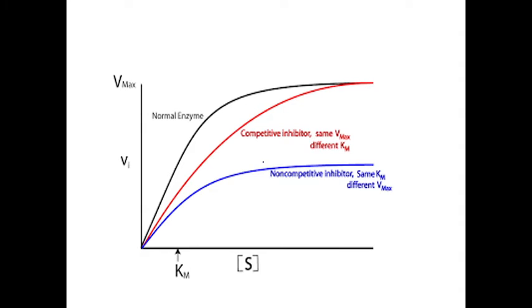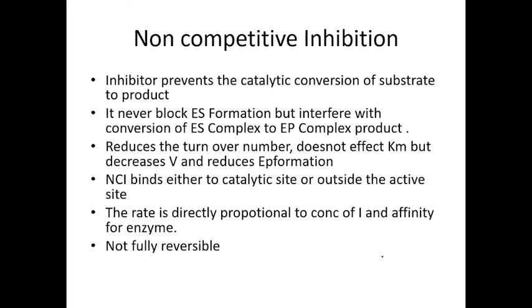So in competitive inhibition, you can see that the Vmax is the same, but Km is different. Km varies, Vmax is the same. This red one, Vmax is reaching in the same direction, but the Km value will be different. This is the condition of competitive inhibition: competition for entering into the active site.